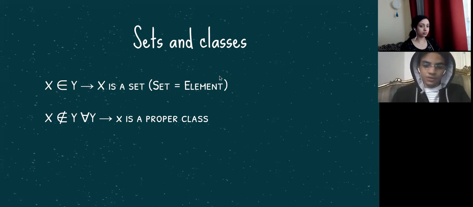So the distinction between sets and classes, you can think of it as classes being so big that they cannot be included in anything. There exists no class such that a proper class belongs to it. So if x does not belong to y for all y, where y represents classes, then x is called a proper class. A proper class is simply any class that does not belong to any other class, whereas a set is a class that belongs to some class or another. So that is the distinction between a class and a set or an element.